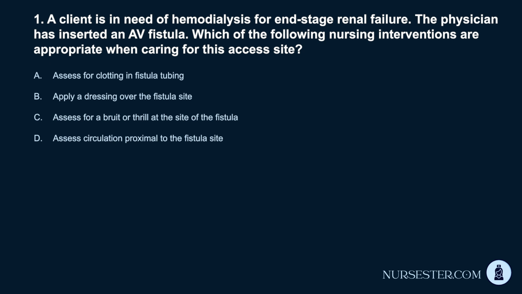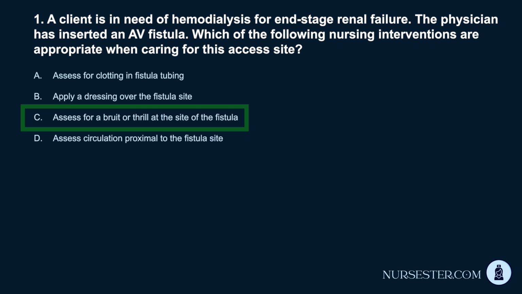1. A client is in need of hemodialysis for end-stage renal failure. The physician has inserted an AV fistula. Which of the following nursing interventions are appropriate when caring for this access site? A. Assess for clotting in fistula tubing. B. Apply a dressing over the fistula site. C. Assess for a bruit or thrill at the site of the fistula. D. Assess circulation proximal to the fistula site.